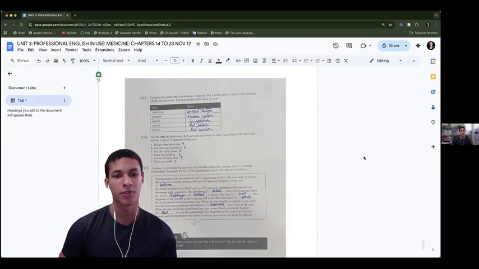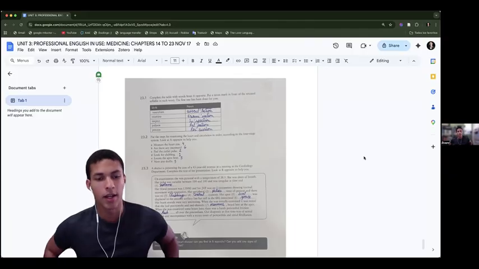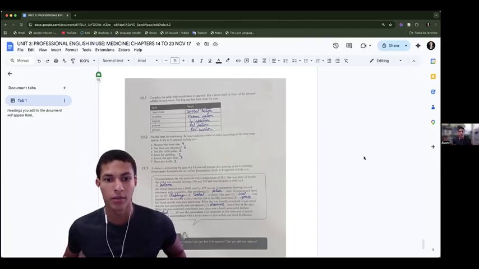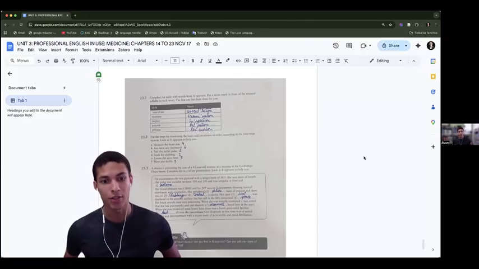Now, exercises of chapter 23. Complete the table with words from A opposite. Put a stress mark in front of the stressed syllable in each word. The first one has been done for you. We have verb and noun. In verb, we have auscultate, noun, auscultation. Examine, examination. Inspect, inspection. Palpate, palpation.